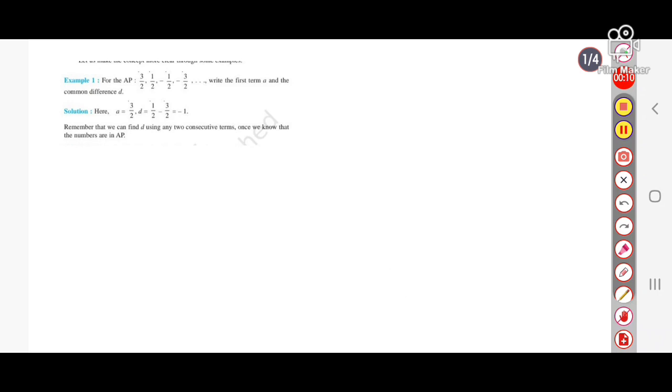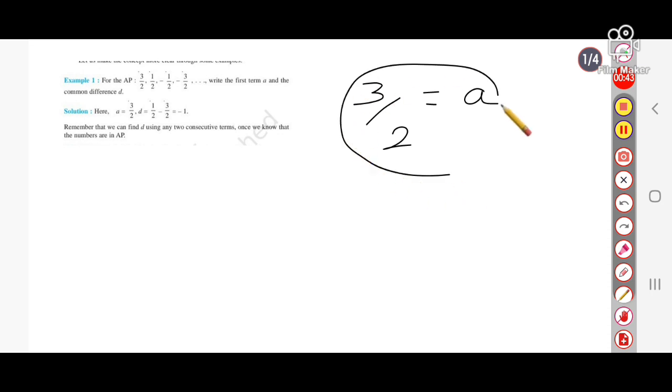So the question given in example number 1 is for the AP, that is arithmetic progression, 3 by 2, 1 by 2, minus 1 by 2, minus 3 by 2, and it goes on. Write the first term A and then the common difference D. A means the first term, as we saw in the last class. In the sequence, the first term is 3 by 2, so A equal to 3 by 2.